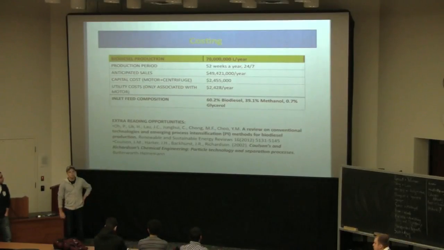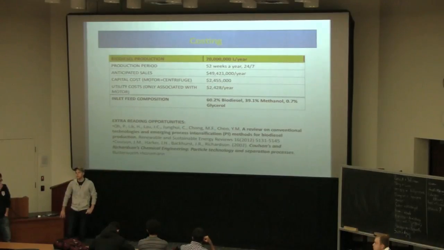Our inlet stream was 60.2% biodiesel, 39% methanol, 0.7% glycerol. That's coming out of the reactor from the first steps. We used Don Wood's book and found that the capital cost of the unit was $2.4 million. That's including the motor that we used. And there are two references if you want to read.